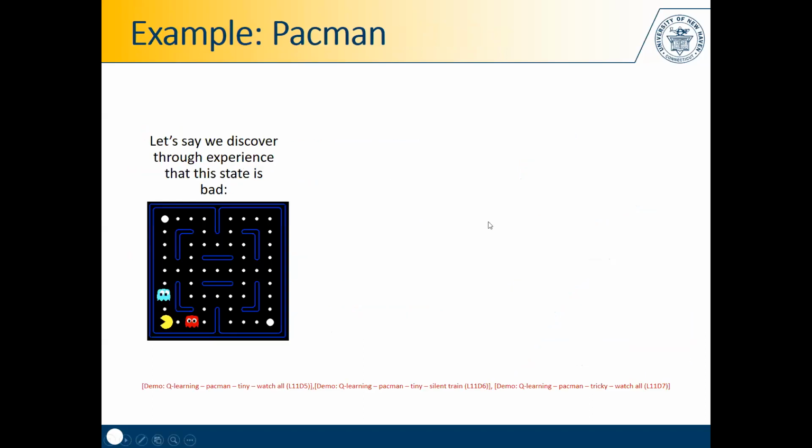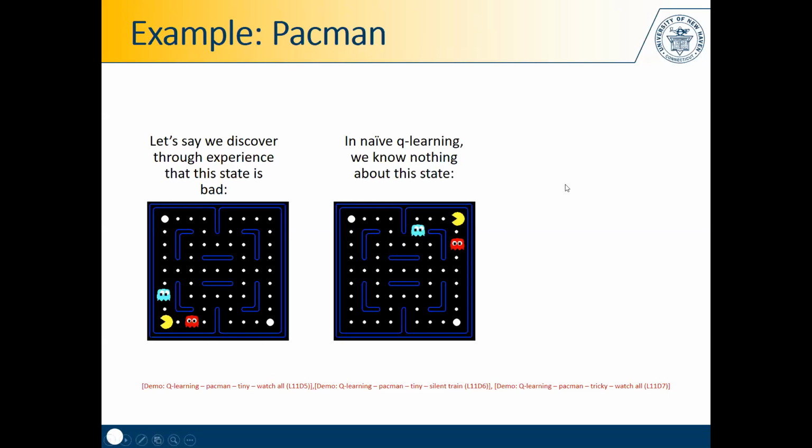All right. So let's look at an example. Let's say we discover through experience that this state is bad. This particular state, with this configuration and Ms. Pac-Man being here facing the western wall and two ghosts surrounding it, is bad. We learn that through experience. In naive Q learning, we know nothing about a new state if we do not visit it. But as natural instances of intelligence, we humans can tell that this state is very similar to that state and can be as bad.